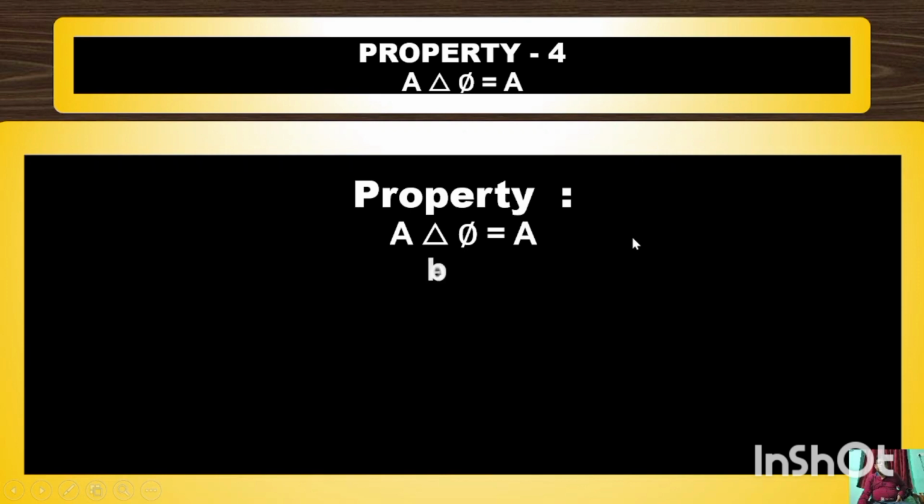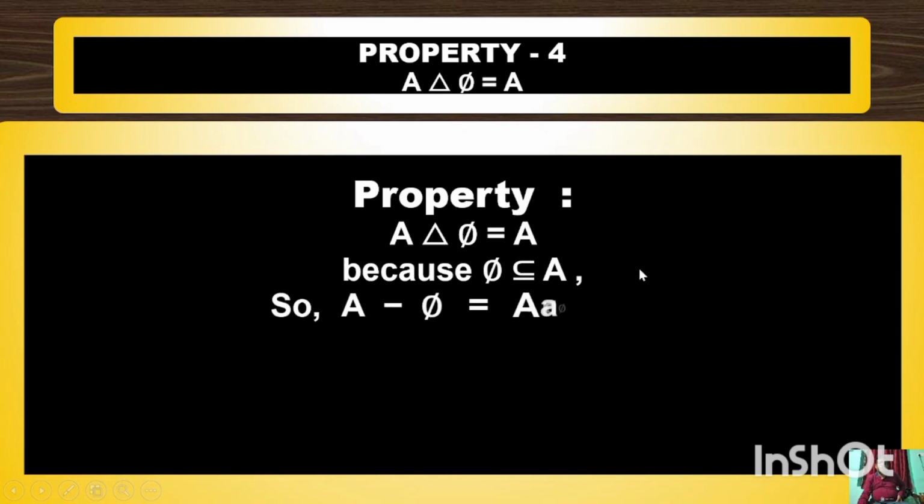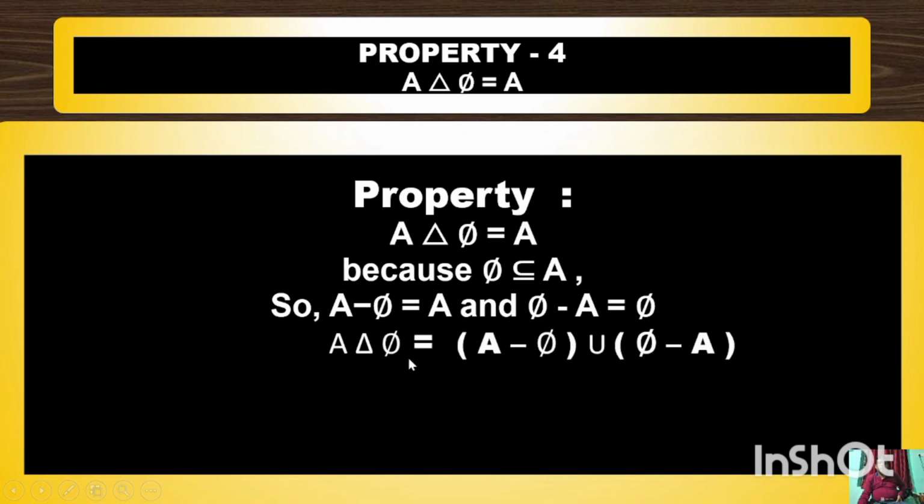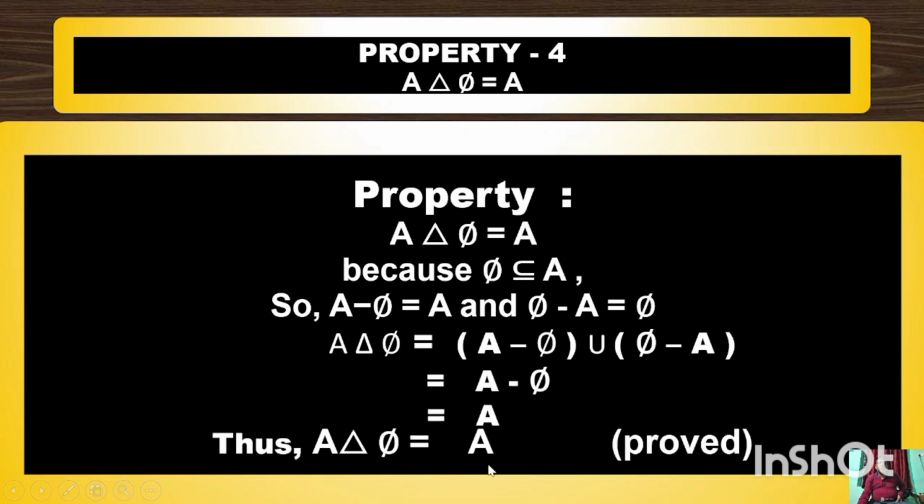So property 4. Another property is that A delta null set is the set itself, the same set. Suppose A delta phi is equal to A set, because phi is a subset of every set, phi is a subset of A. So A difference phi is A set, and phi difference A is phi set. So A delta phi is equal to A difference phi union phi difference A, which is A difference phi, and A difference phi is A set. Thus A delta phi is equal to A set.